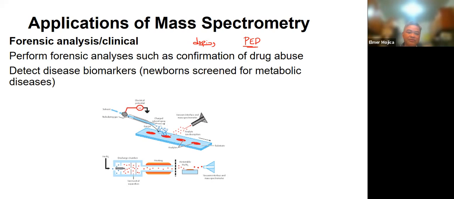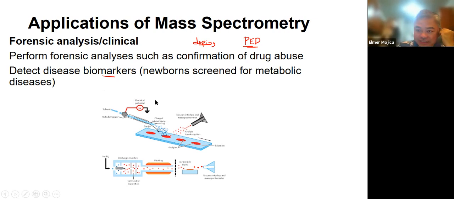You can also use mass spec to detect disease biomarkers. They use it in newborn screening for metabolic diseases. So meron na silang tinatawag na biomarkers. Kapag meron kang possible disease, makikita na nila yung biomarkers. So yan lang yung application. And I can tell you, give me a mass spec and I can get a lot of papers.